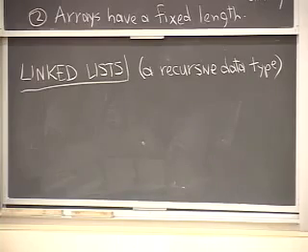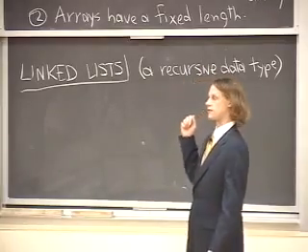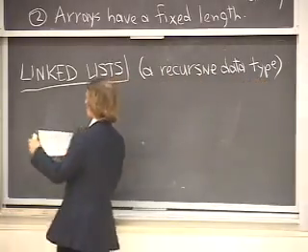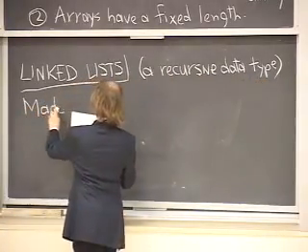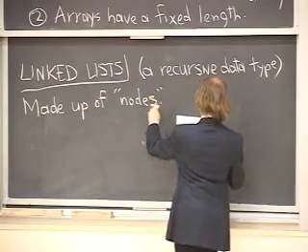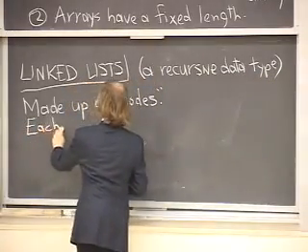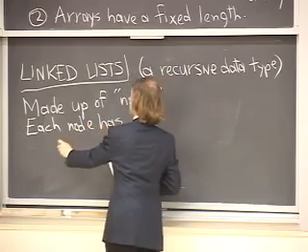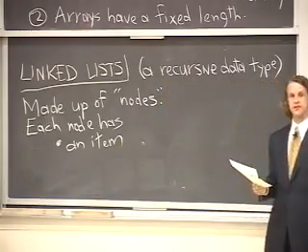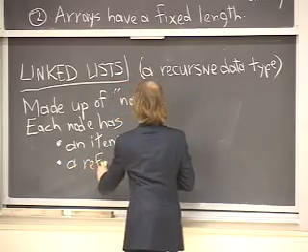The reason it's recursive is that the definition of the linked list class is actually going to refer to the linked list node itself. So here's what a linked list is. It's a list that's made up of data structures called nodes. And each node stores two things. It stores an item. If it's your shopping list, it can store the milk. And it stores a reference to the next node in the list.